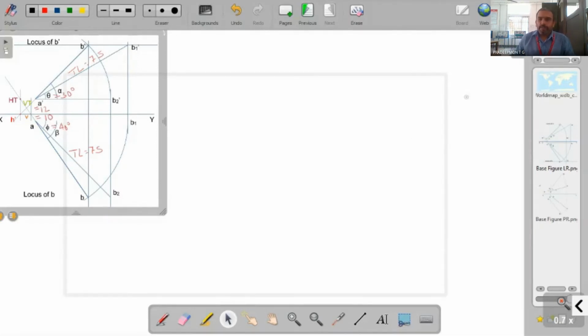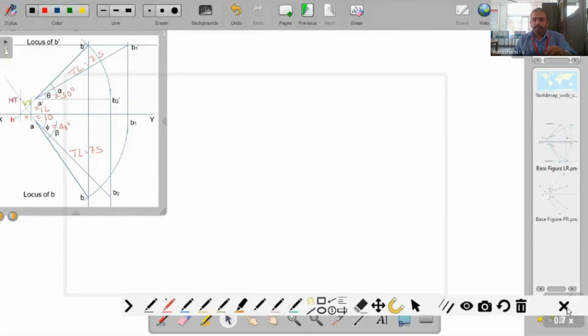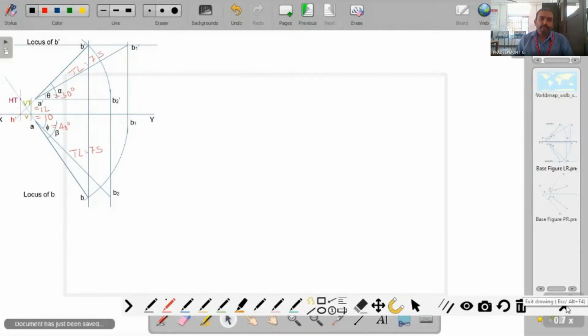Now what we do is, based on this figure, based on this particular data, we have to complete the drawing.